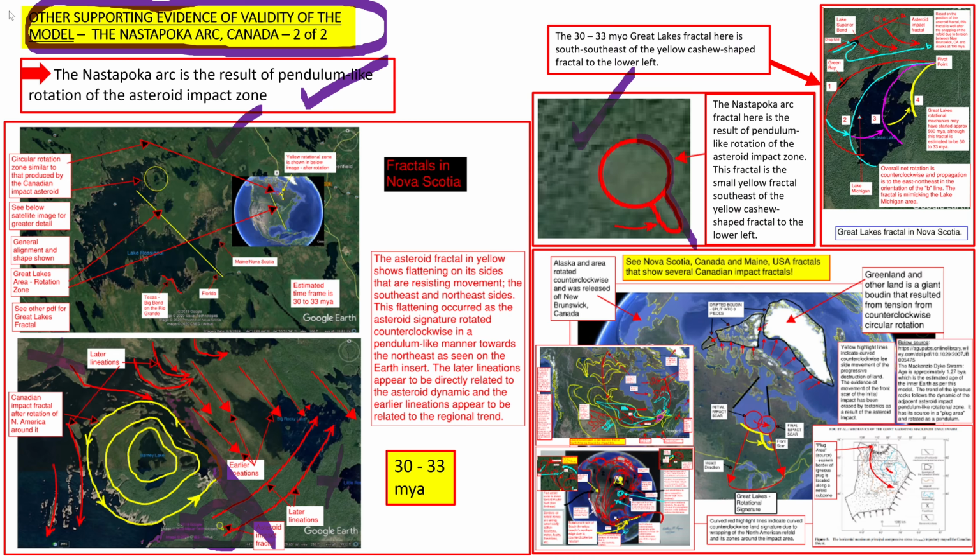Those two fractals on the left side are the same one. You can see the Nastapoca arc on the upper right. I'm circling that. There it is. That's the same one that I just showed to the left. And below, or to the south of that, is the Great Lakes rotational signature, which has been propagating in the direction shown from 1 to 2 to 3 to 4. Incidentally, there was an earlier clockwise rotation that moved the pivot point in a clockwise direction, which is here. But basically, the motion has been counterclockwise.